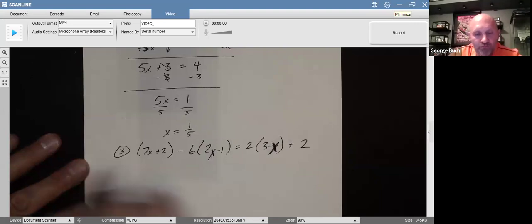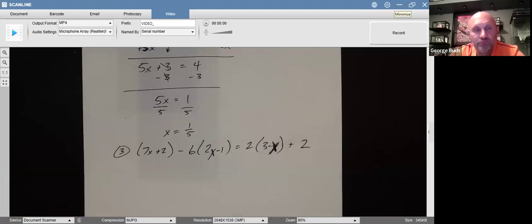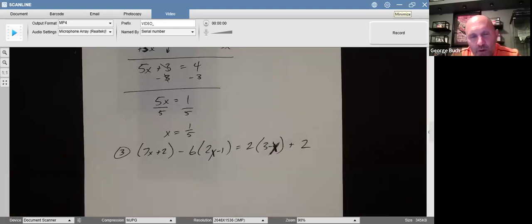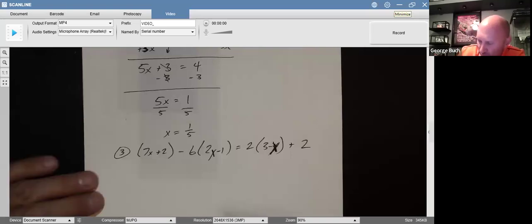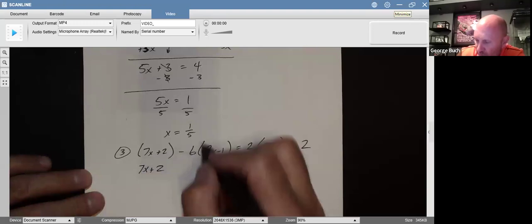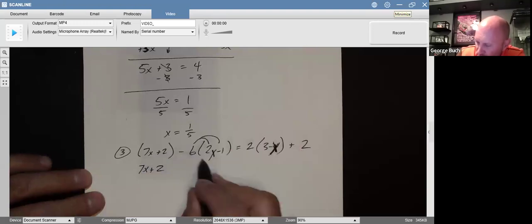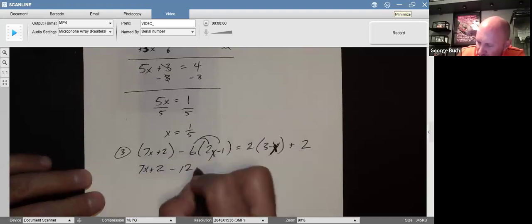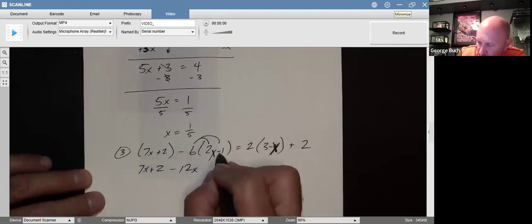So this one is now testing a lot of the stuff we've done so far, right? We're going to have distribution. It's still a linear equation, because all of these are just x to the first power. We've got to get rid of the parentheses first. So I have 7x plus 2. Now here, distribute the minus 6. So this is minus 12x. Negative 6 times negative 1 is plus 6.